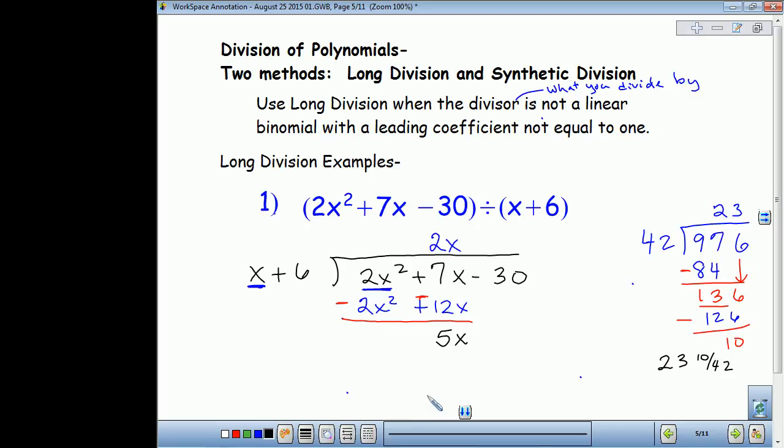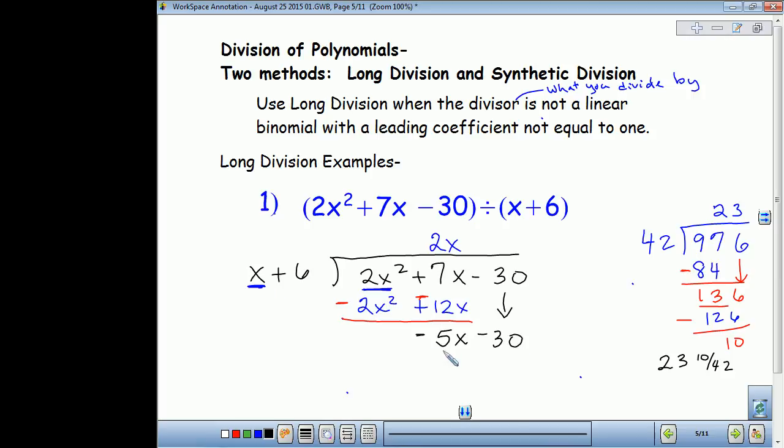5x. Wait, I'm so confused. Why'd you put the signs? Because when we do long division, we did 2 times the 42 is 84, and then we always subtract. So we do the same thing with this long division. You always subtract. Yes, Alice? Negative. Yeah. That is correct. Now, with this negative 30, we're going to drop it down.